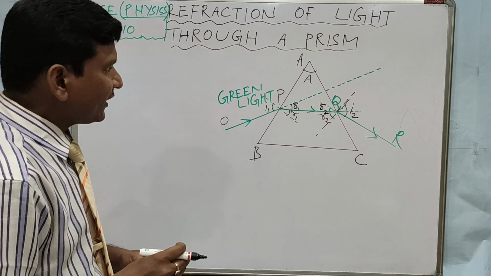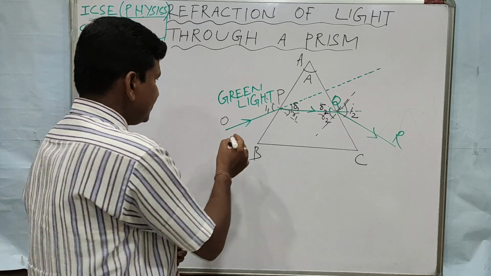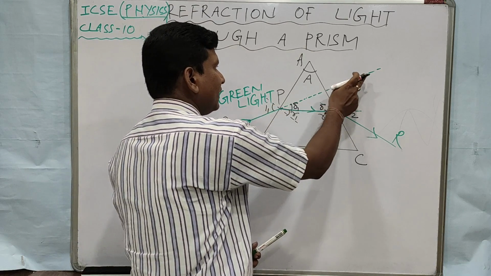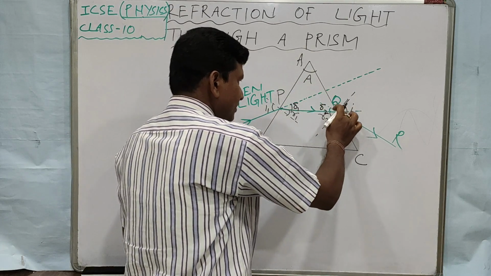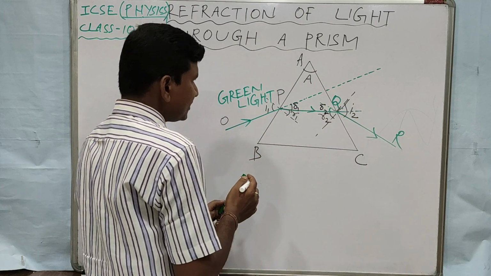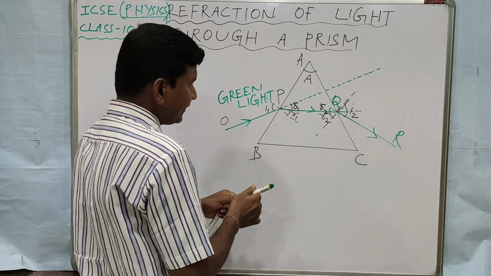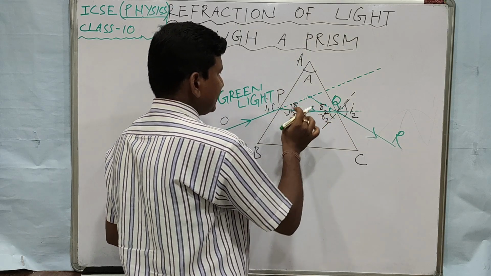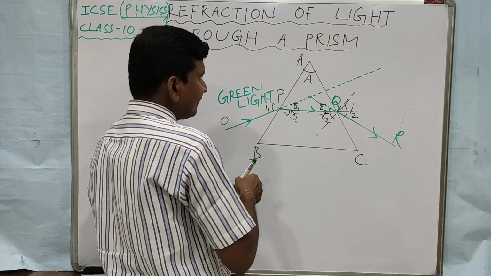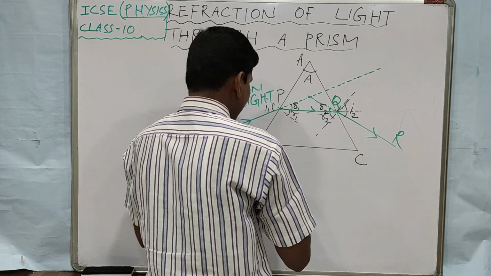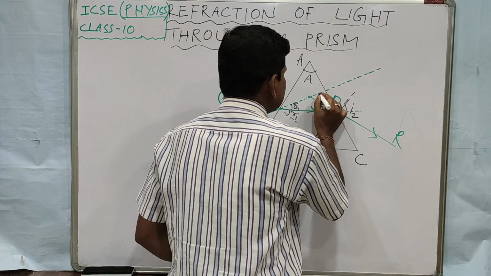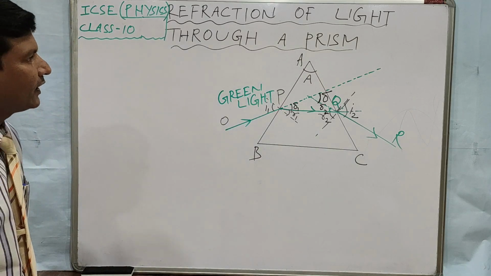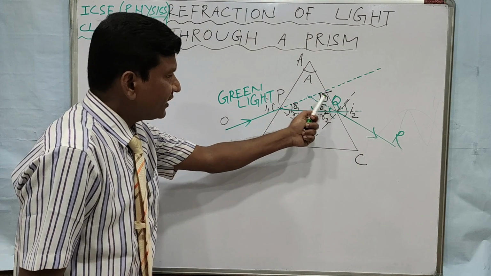So now what is the net deviation of the light ray happening here? This is the original path of the incident ray. If the prism would not be there, then the incident ray would have gone along this direction. And this is the final emergent ray. Now how much deviation is produced? Produce this final emergent ray in the backward direction. Wherever it meets the initial path of the incident ray, this angle is the angle of deviation of the prism. This angle is the angle of deviation, which is generally denoted by the symbol delta. So here the angle of deviation is delta.